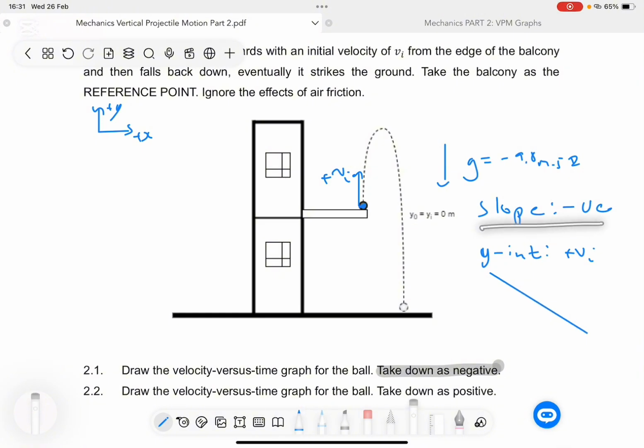Because our slope is negative, the graph should go downhill. And it should start here at the point where we have positive vi as the y-intercept. So this would be where the graph will intercept our y-axis. It should be on the positive side of our axis because it is a positive y-intercept.